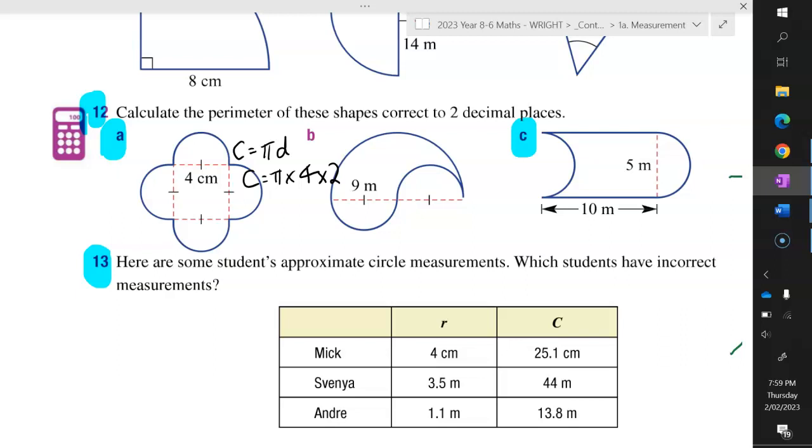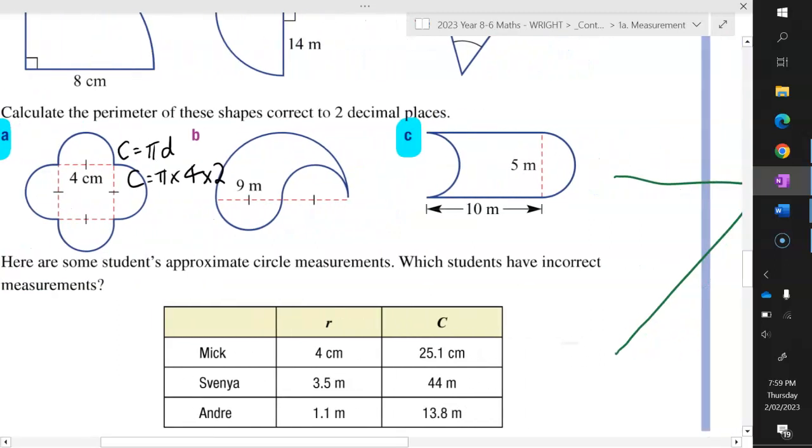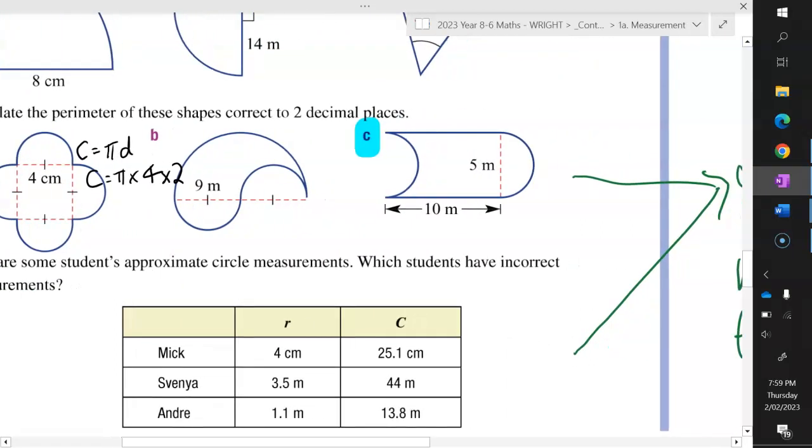You can have a go at B if you like. I wanted you to have a go at C, so I'll talk you through C, but B is very similar. If you think of what's happening on C, it's a similar kind of trick to the first one. What we actually have is we want to work out the perimeter that includes only the blue parts. Okay, so think of yourself as walking along those blue lines.